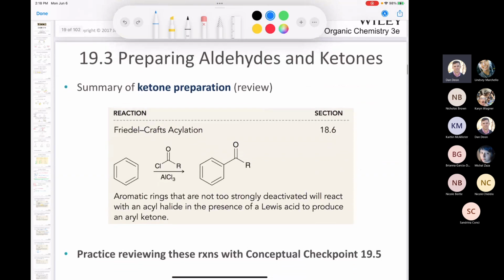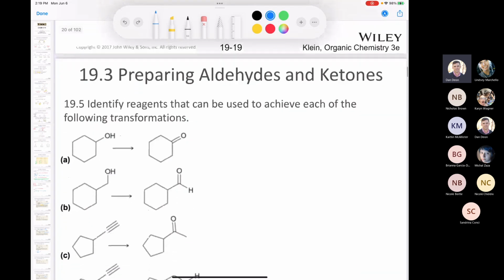What's next here? Oh, and then how to make a ketone. Well, we learned a new way in chapter 18, which is Friedel-Crafts acylation. So aromatic rings that are not too strongly deactivated will react with an acyl halide in the presence of a Lewis acid to make an aryl ketone. So if you had a nitro group on here, that won't work. That's one of the limitations of Friedel-Crafts, but here it's not deactivated, so we're good to go.